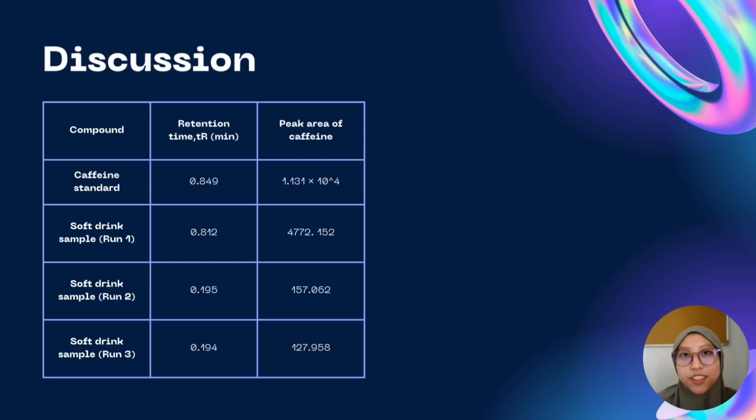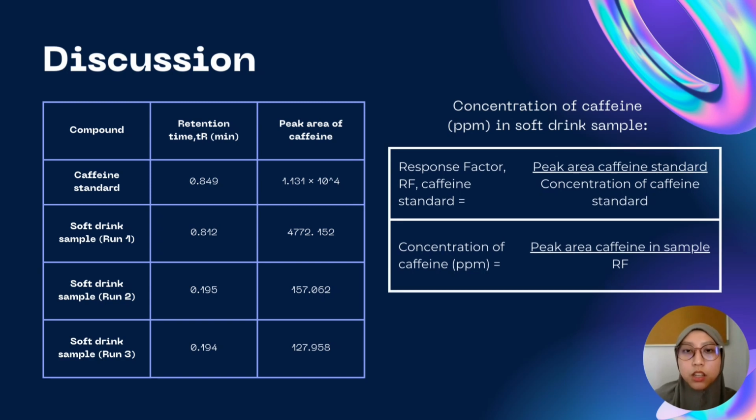Let's discuss further about our experiment. We can find the retention time and the peak area of caffeine from the results. From here, it is possible to determine the amount of caffeine in a soft drink sample using the response factor method. The concentration of caffeine present in a sample of the soft drink can be determined using the following formula.